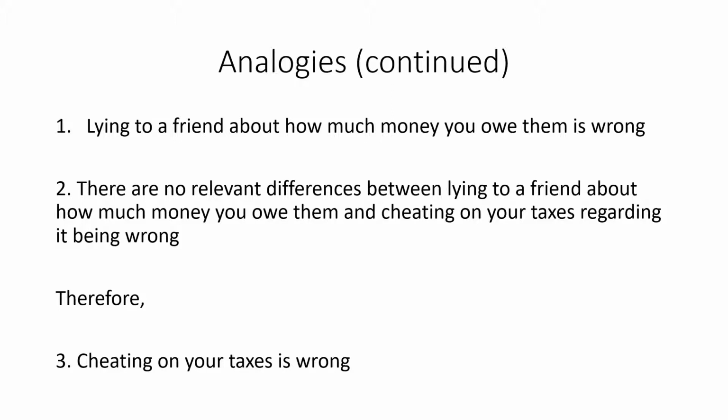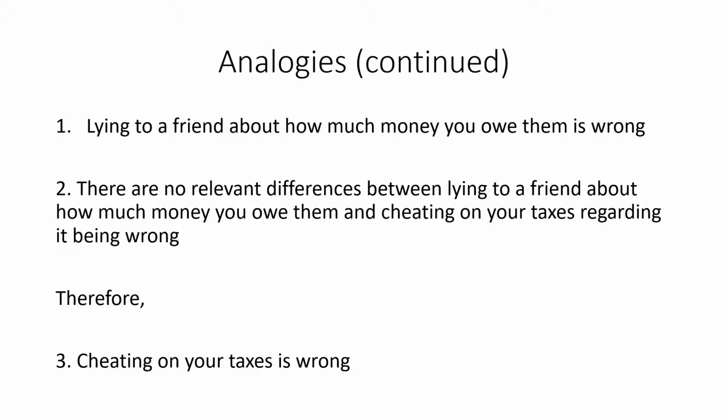So going back to our original argument about lying to your friend about how much money you owe them and cheating on your taxes, let's look at how we can apply this logical form to make a more compelling argument for this analogy. So we start with premise 1. Lying to a friend about how much money you owe them is wrong. So we're saying we'd all pretty much accept that.